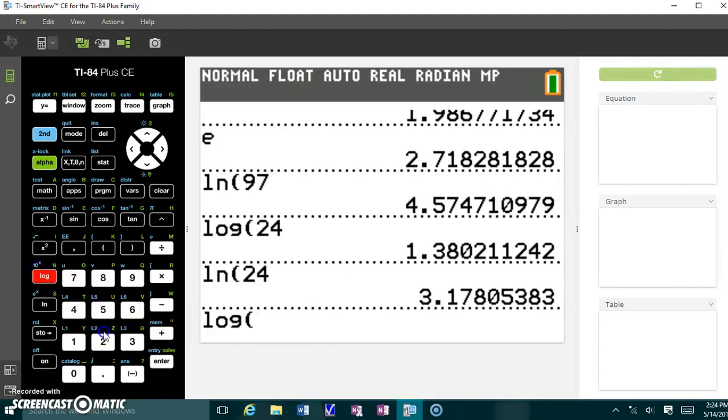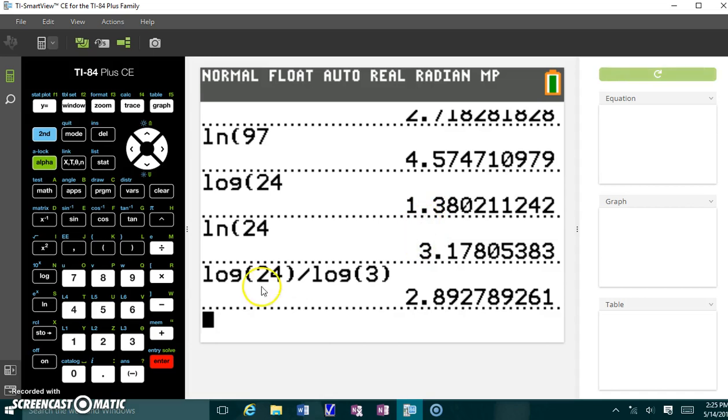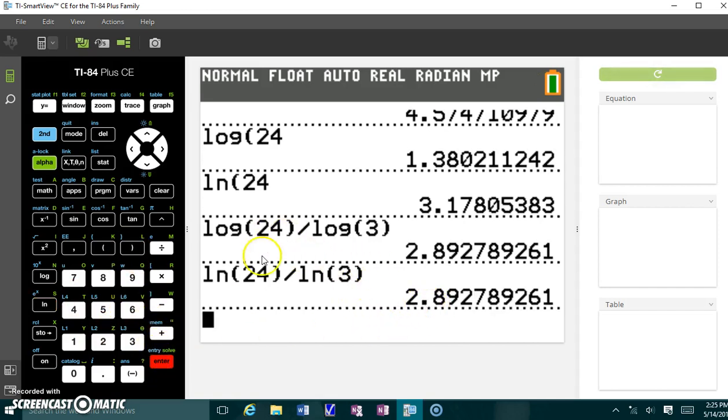So what I would do is log of 24 divided by log of 3. And notice that's different than either of these two. It's actually in between it. Or you could do natural log of 24. Try this on your calculator. Watching me, you're missing out on the fun here, and doing the keystrokes will cement it in your mind more. So it's the same thing whether you do log or ln.